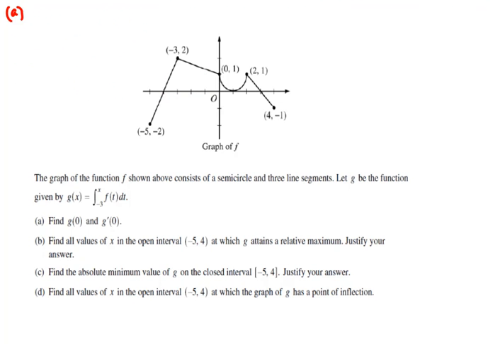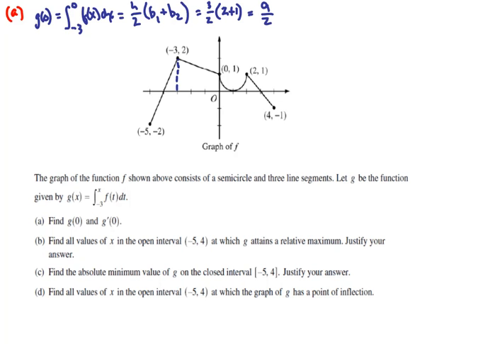Okay. So for part A, we want to find g of 0. And that's just the area under the curve from -3 to 0 of f of x. And that's a trapezoidal area. Remember, a trapezoid has a pair of parallel bases. In this case, the parallel bases are vertical, and the height, which is the perpendicular distance between the parallel bases, is going to be horizontal. So the height here is 3, the distance from -3, and the two bases are 2 and 1. And that gives a value of g of 0 equal to 9/2.